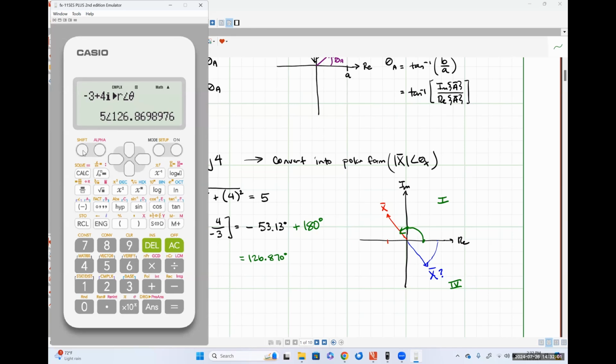And for those of you interested in setting up your calculator to give you polar form complex numbers by default, we would press Shift, Mode, scroll down, option 3, and then option 2.